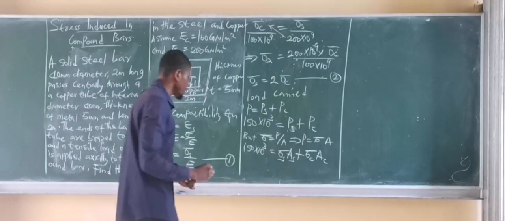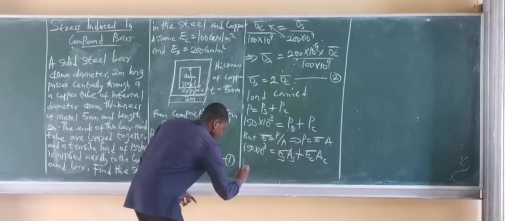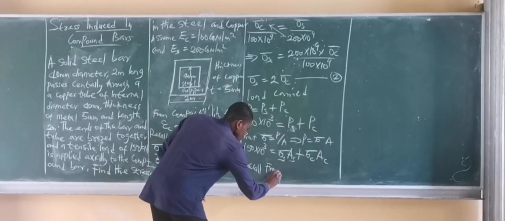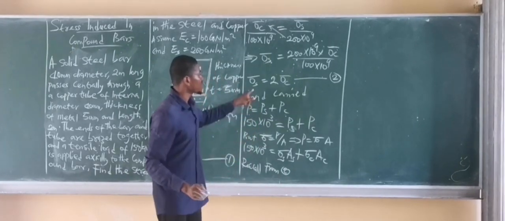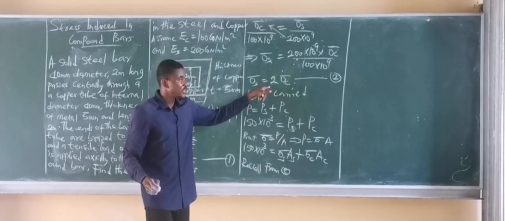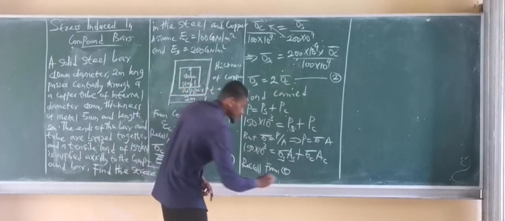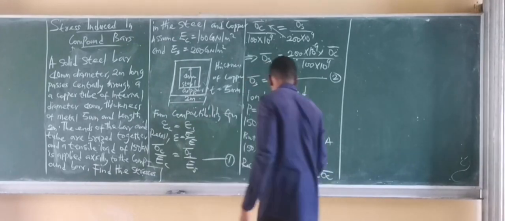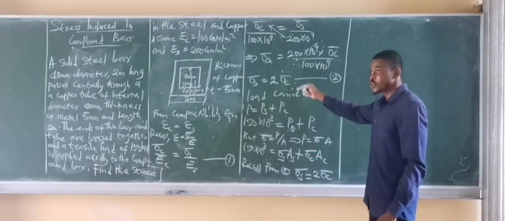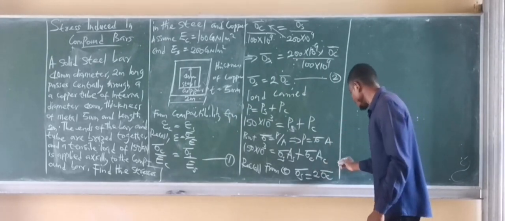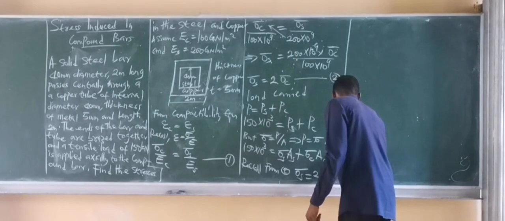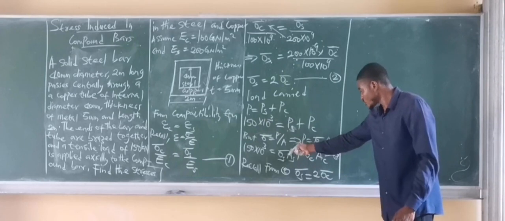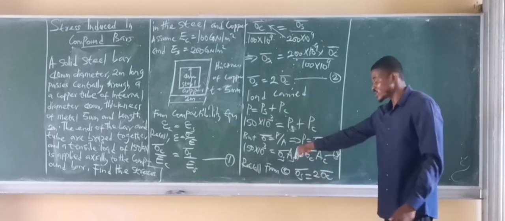Okay. So at this point, recall from equation 2. From 2, we obtained that stress of steel is what? 2 times stress of copper. So sigma S is actually 2 sigma C. Stress of steel is 2 times stress of copper. So anywhere I see stress of steel in this equation, call this equation 3. Anywhere I see stress of steel in this equation, all I need to do is simply what? Plug in this value into this equation.